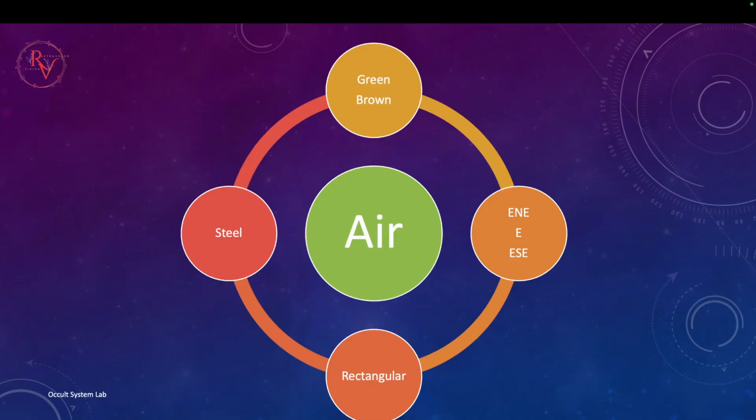They are rectangular in shape. Any rectangular shaped element relates to the air element. Okay, and metal is steel. If anything made of steel is placed in these three directions, ENE, east, and east southeast, it is balanced, there is no problem. But anything anti will create problems.